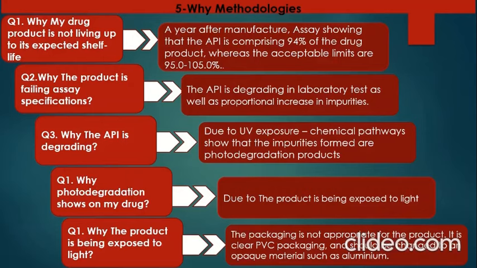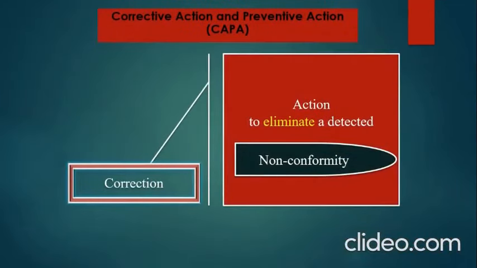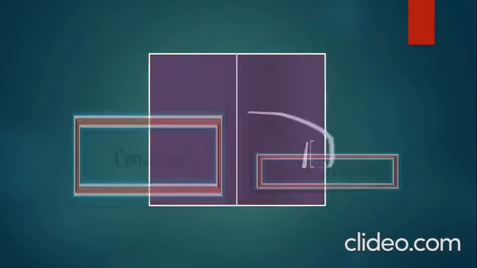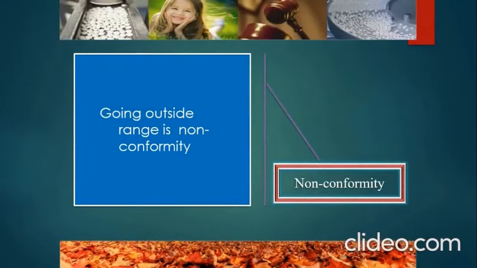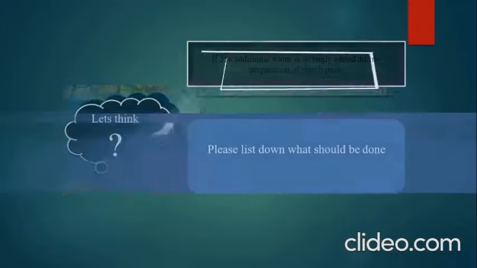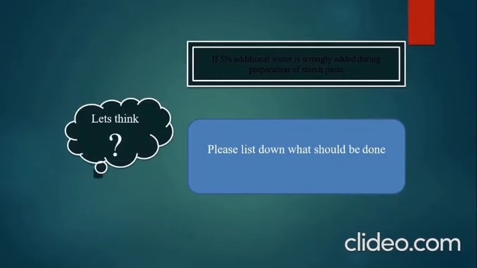Now the corrective action and preventive action. Before we go for corrective action and preventive action, we must know what a correction is. Correction is an action to eliminate a detected non-conformity. Then what is non-conformity? Going outside the range is non-conformity. For example, if 5% additional water is wrongly added during preparation of starch paste, please list down what should be done.